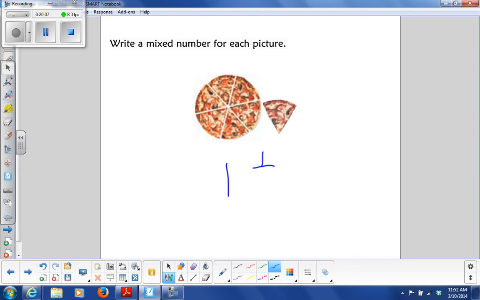Alexis. 6 pieces. There you go. Okay? So you look at your whole. Then you look at the outside piece and say, how many pieces do I have here? If I had two pieces of pizza right here, then what would change on this fraction? Parker. No, if I just had another piece of pizza right over here on the side. All it would do is change this number, right? Okay.